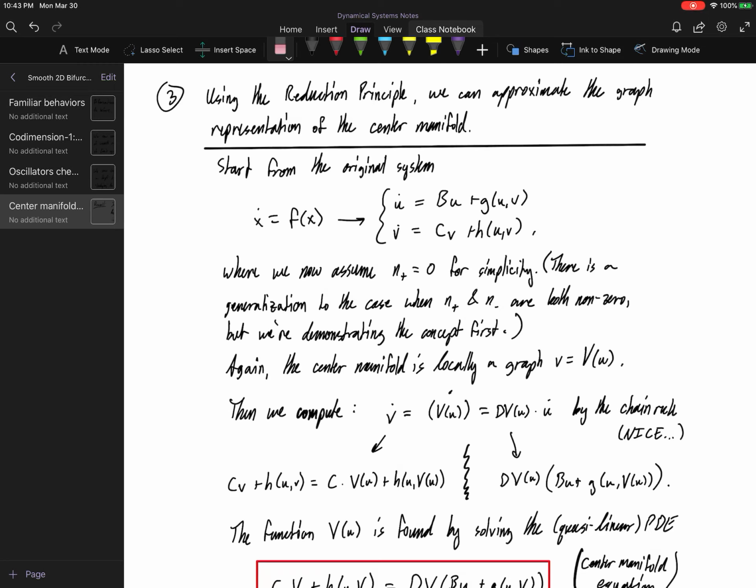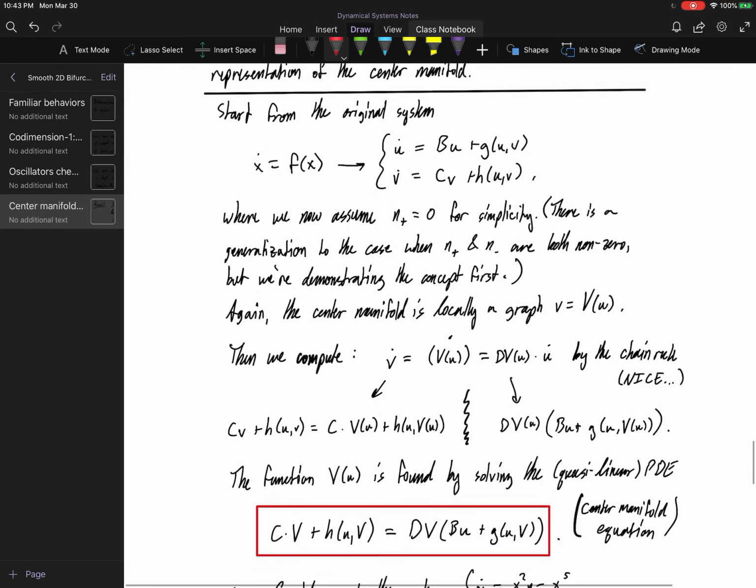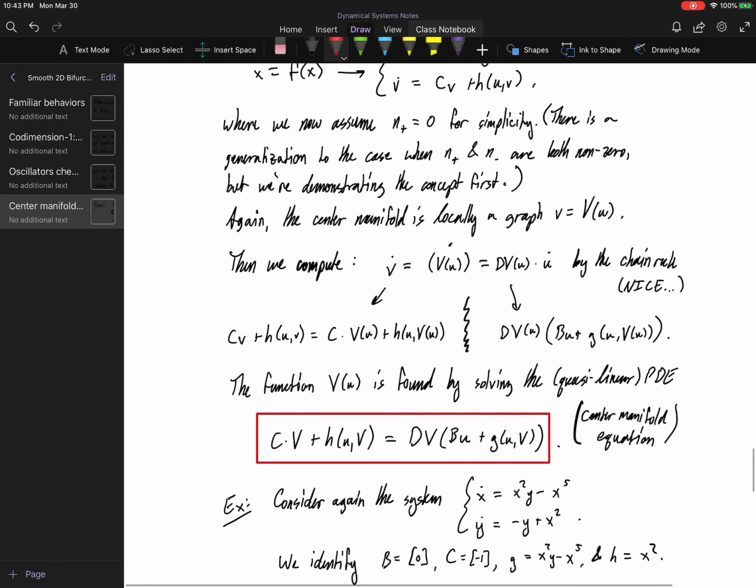But the idea is to use the reduction principle to show that the center manifold gets, through the implicit function theorem, a graph representation. So we're going to, oh geez, I did it again. We're going to use the fact that V is equal to the graph over U, over whatever U variables we want. We can represent this V variable, which in general is going to be a vector, not just a scalar function. So be careful. I'm not using the vector notation, but you should still be aware of it.